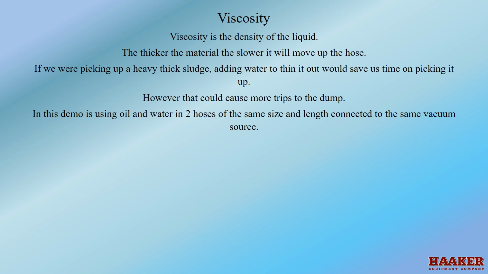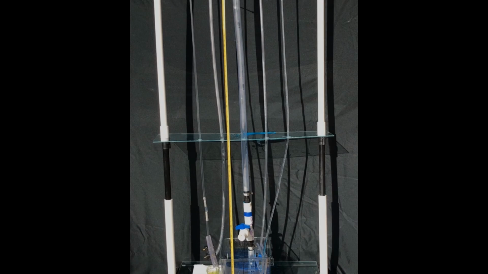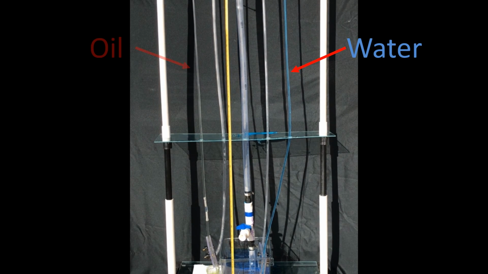In this demo, we use oil and water in 2 hoses of the same size and length connected to the same vacuum source. The 2 hoses are 1/4 inch ID. Which one will travel up the hose faster? Turn the vacuum on, and we see the water went up and stopped before the oil did.